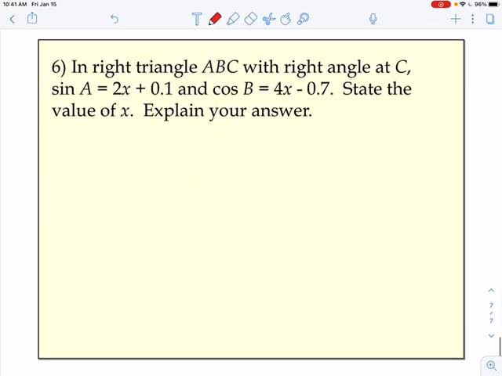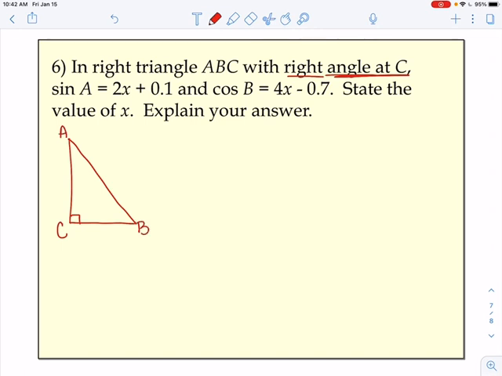Okay, and here is our last question. In a right triangle ABC with the right angle at C, the sine of A equals 2x plus 0.1, and the cosine of B equals 4x minus 0.7. We want to find the value of x and explain the answer. Again, it might be helpful to have a picture here. Normally I say it doesn't matter what you put where, but just make sure that you're labeling your right angle C. Other than that, it doesn't matter where you put A and B.